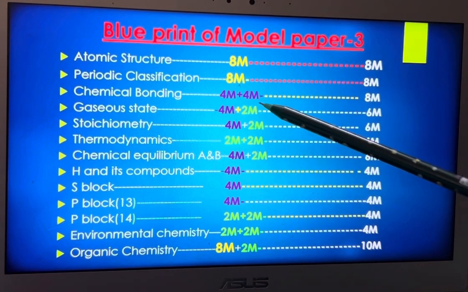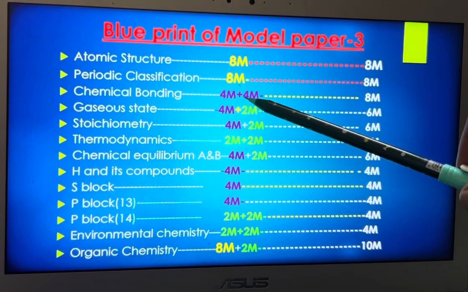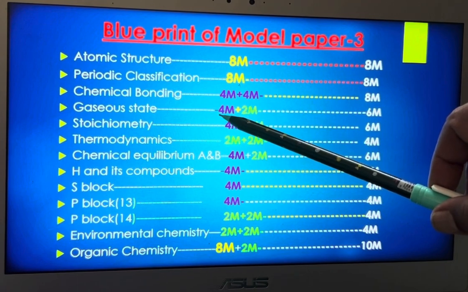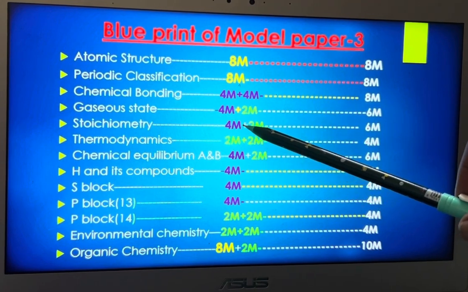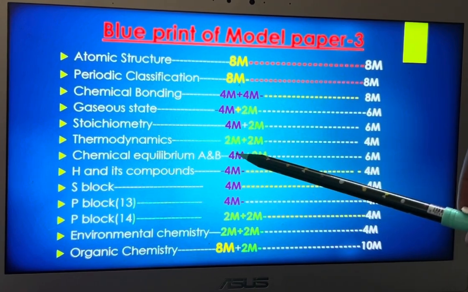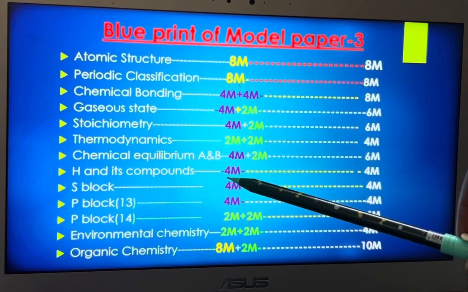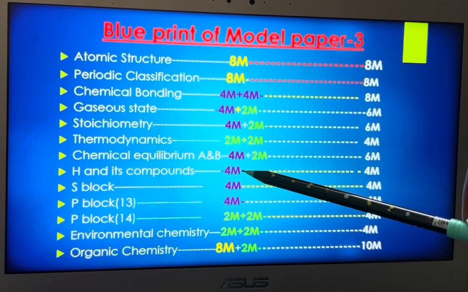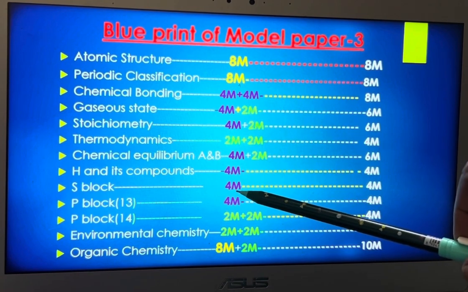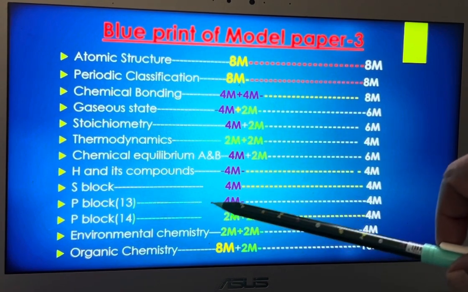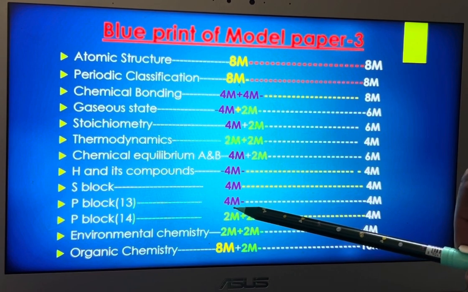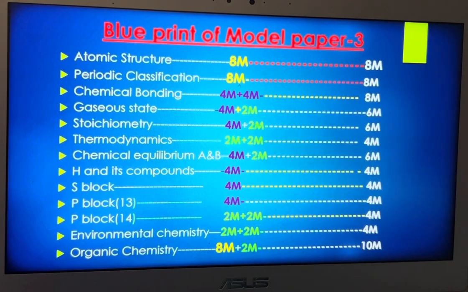What about 4 marks? 4 marks from chemical bonding 2, gaseous state 1, stoichiometry 1, chemical equilibrium and acids and bases 1, hydrogen and its compounds 1, S block elements 1, P block elements 13 group 1. That means 8 4-mark questions will be given. Out of them you have to answer 6.